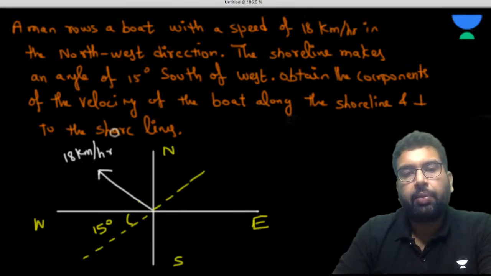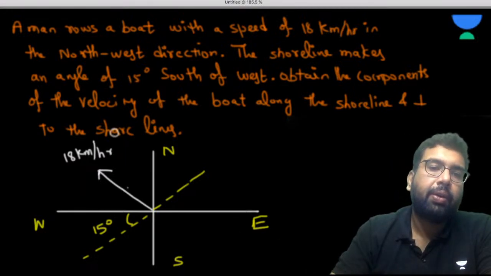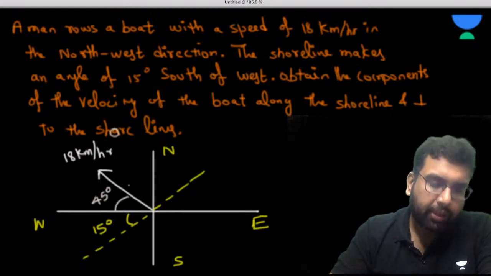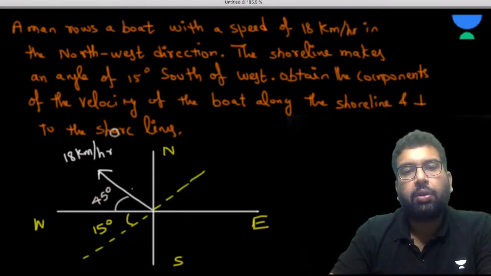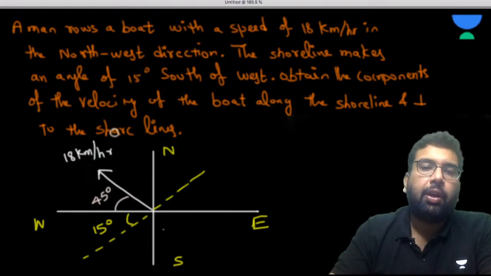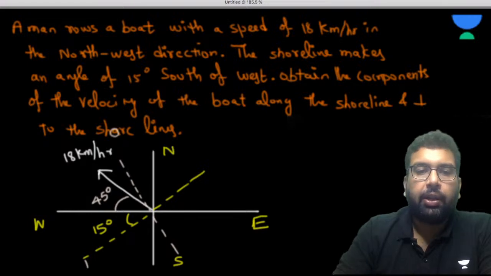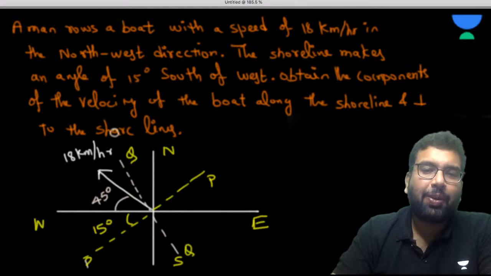Okay, so this is going to be 18. If this is 15, and I draw a 90 degree from here, this is 45 obviously. Why, sir? Because it is north of west, it is northwest, so that is 45. Now if I make an angle of 90 degrees from this, let's suppose this is the PP axis and this is the QQ axis, whatever you can call it.